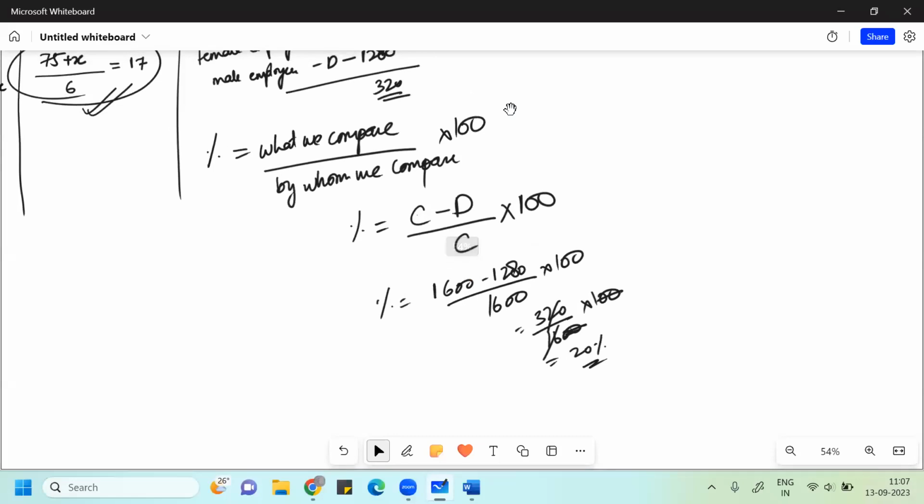Clear? 16 ones are 16, 16 twos are 32, 16 threes are 48, 16 fours are 64, 16 fives are 80, 16 sixes are 96, 16 sevens are 112, 16 eights are 128, 16 nines are 144, 16 tens are 160. So you should know the table. If you know the 16 table, you know the answer. Clear?